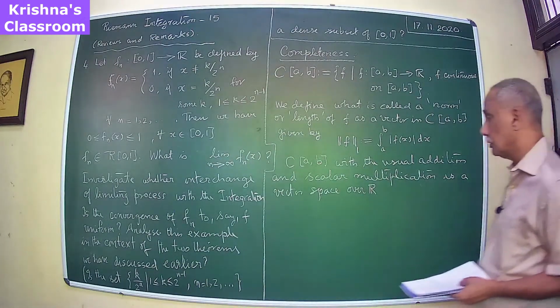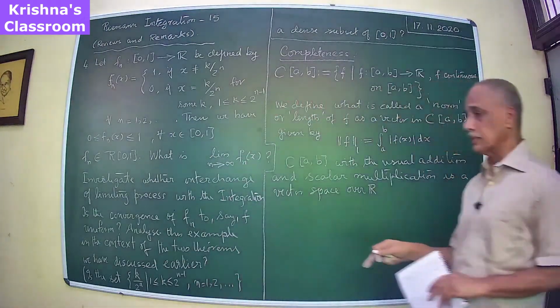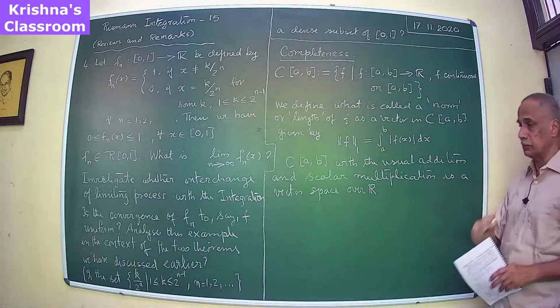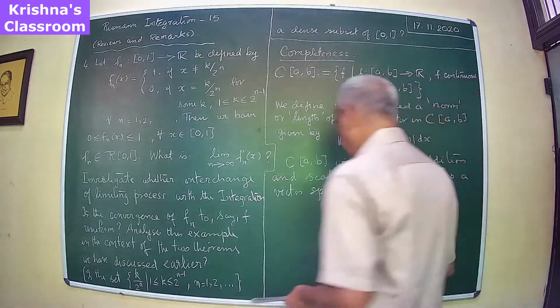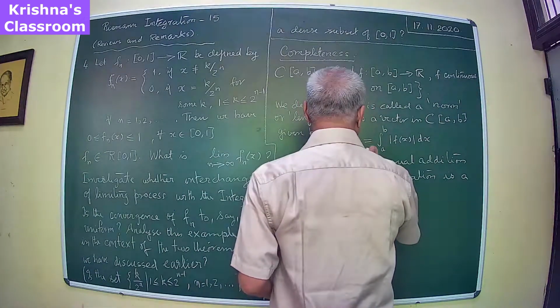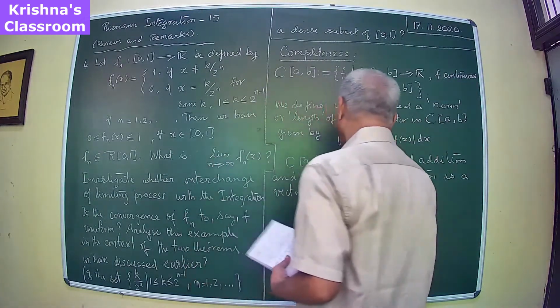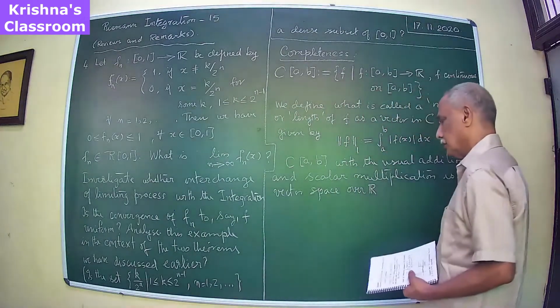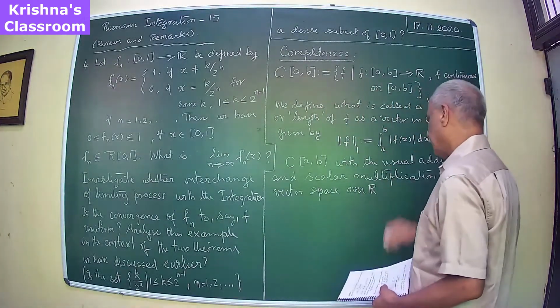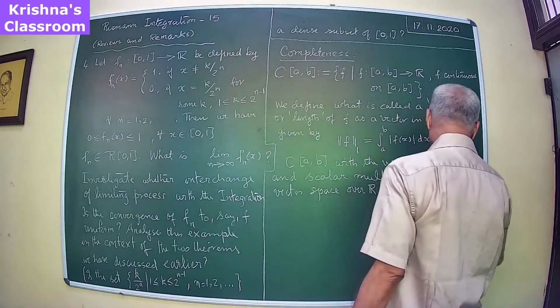Now, therefore, every continuous function is considered as a vector in this vector space. And we have defined the norm f1 equal to integral a to b of f(x) dx. So what is the norm? Now before we go into this, probably we look at R2.